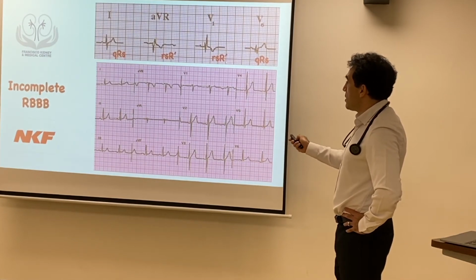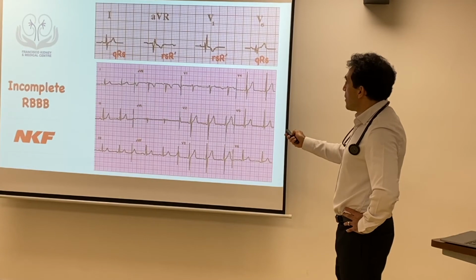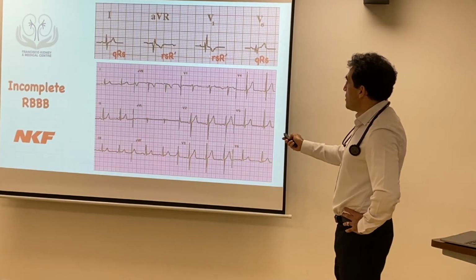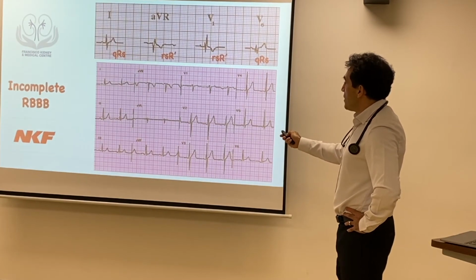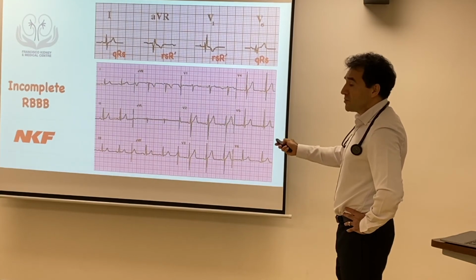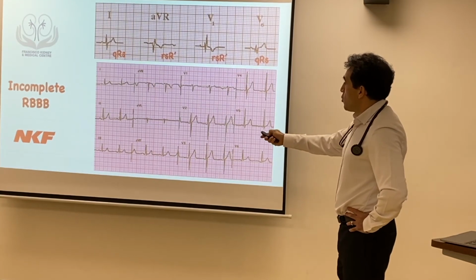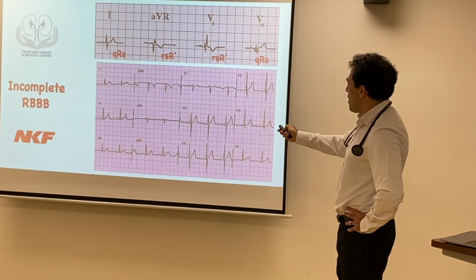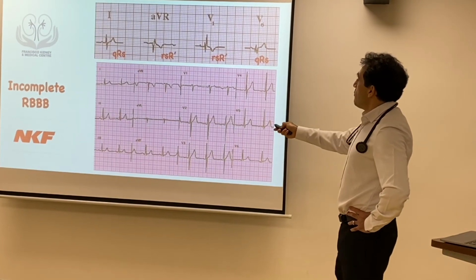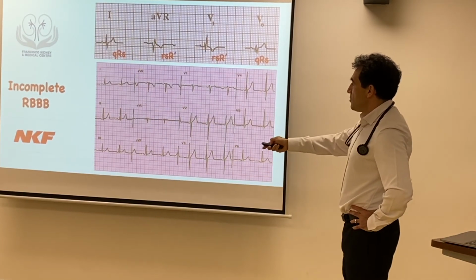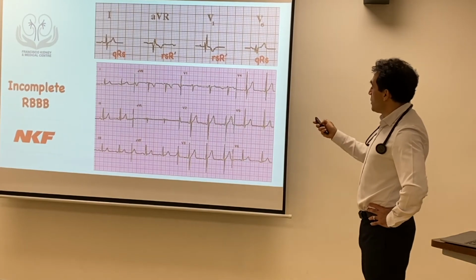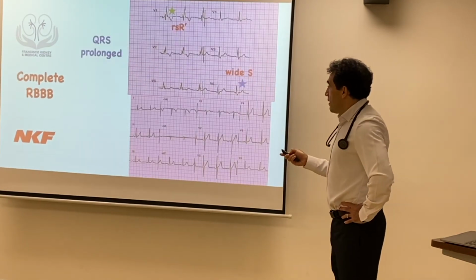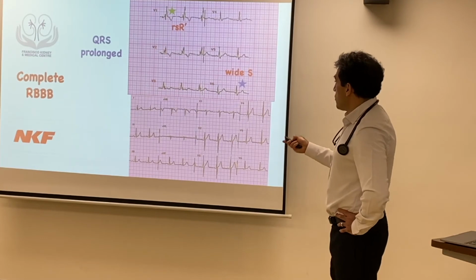And then you start seeing sometimes a second R that is called R prime. And sometimes if it is too big, they call it in capital letters. No, if it is small, they call it in lowercase. So those things, when you see this RSR prime, etc., most likely they are talking about one of these bundle branch blocks, which is the right one. There's another one, which is a complete one.